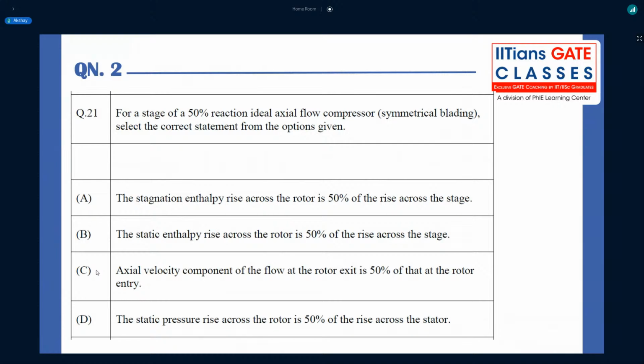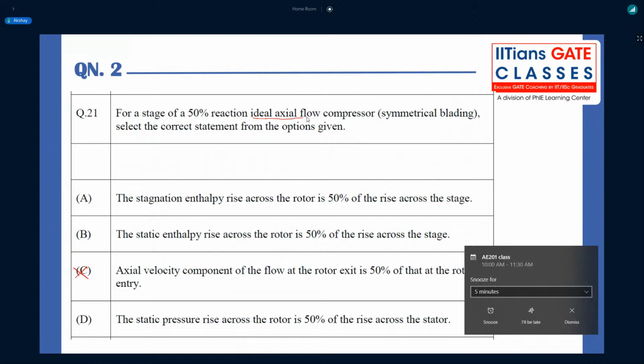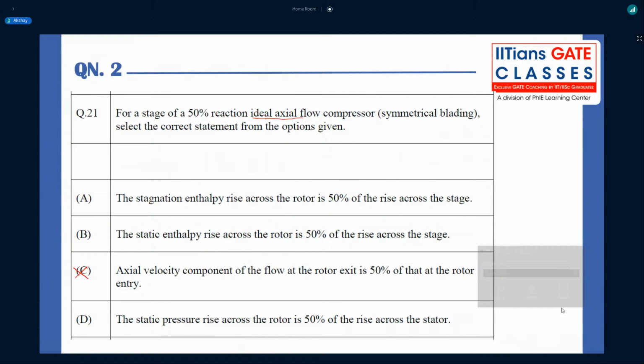So out of this, option C we can straight away omit because it's an axial flow machine and ideal. That means we are assuming the axial velocity to be constant. That is the main theme behind axial flow machines. Other than that, the option we can straight away omit is option A, because they are saying stagnation enthalpy rise across the rotor, right?